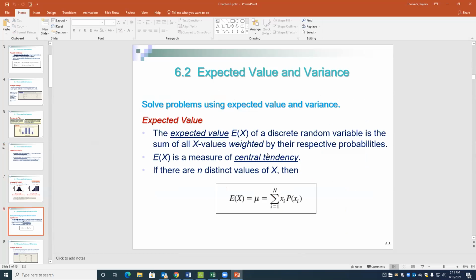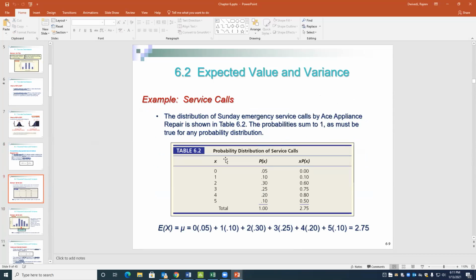Now, what is expected value? Expected value is the one which has event and event probability. That is also denoted by mu, and you can understand what the meaning of mu is. So for example, these are the events.